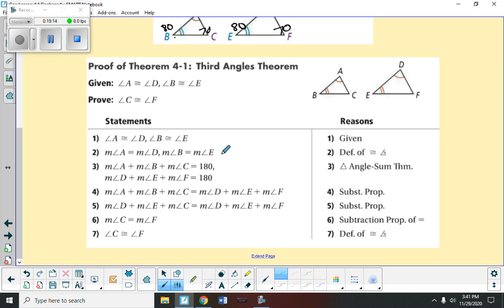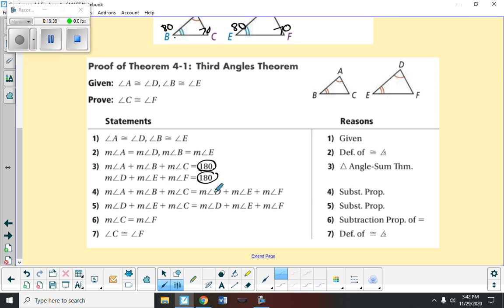Now we know that in each triangle the 3 angles, the measure of angle A, the measure of angle B, the measure of angle C, add up to 180. And in the second triangle, the 3 measures add up to 180. That's the triangle sum theorem, that the sum of the 3 angles in a triangle is always equal to 180. So since both of these sums equal 180, you can say those sums equal each other.